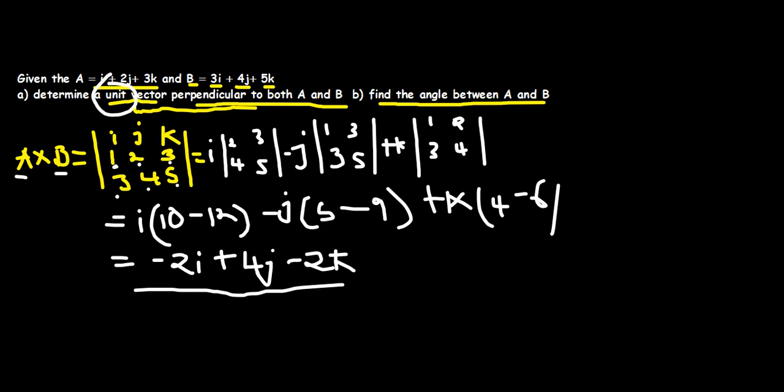Remember the question asked for a unit vector. So what are we going to do in order to find the unit vector? We are just going to find the magnitude of this A cross B, and then we divide by that magnitude. So let's find the magnitude there.